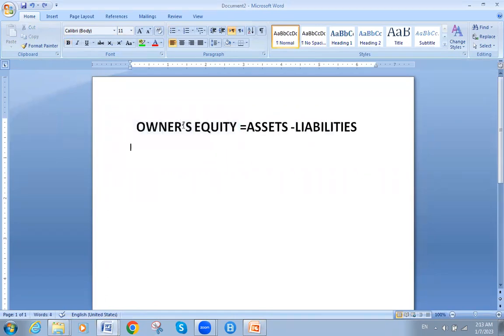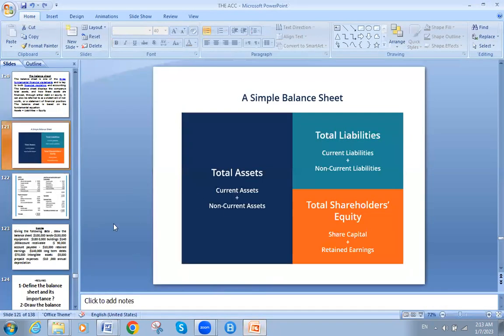Here it is at the start itself. Owner's equity, the capital, will equal the assets minus the liabilities. Then we can change it back the way we want. If I want to take the liabilities to the other side, it will be positive because it was negative here. So it will be liabilities plus owner's equity equal to the assets. It depends on what you want to do.